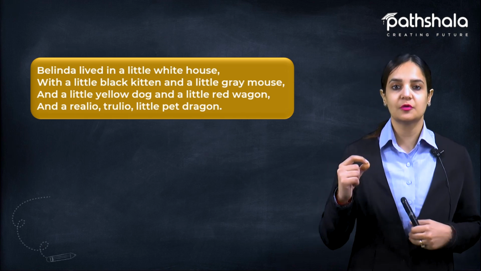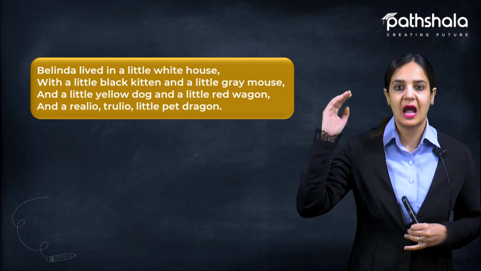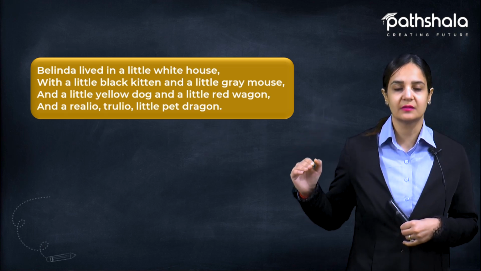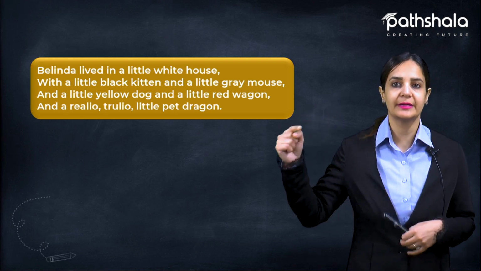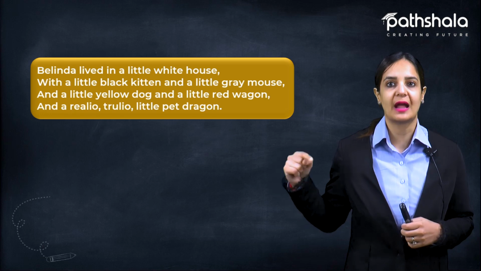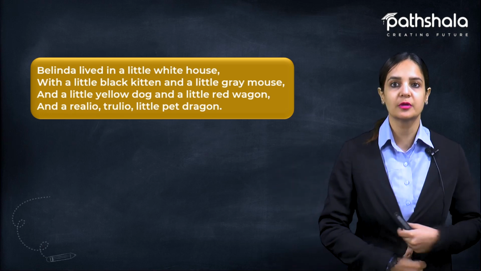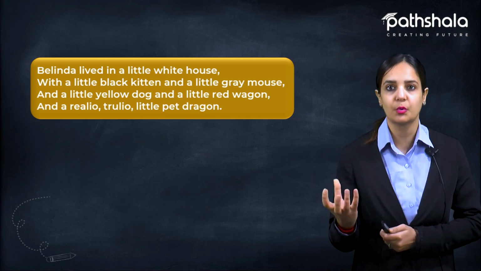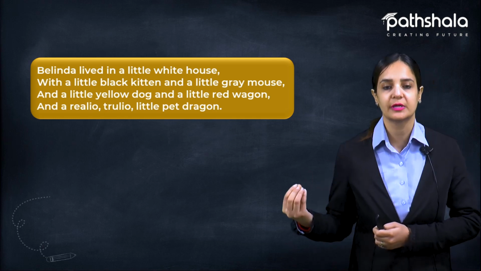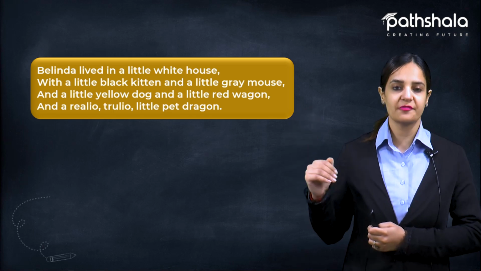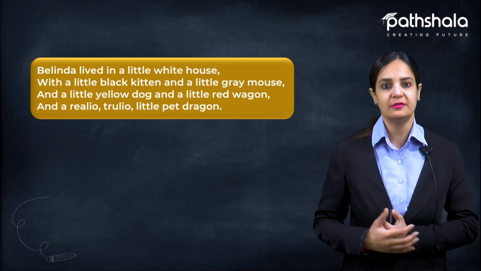Now, first of all, see the rhyming scheme of it: house, mouse, wagon, dragon. What is the poet doing? The poet is creating a rhyming effect in order to attract students, in order to attract kids. As I told you before, Ogden was actually a children's poet. He used to write poetry for children, so that's why he gives such an effect to make the poetry very effective.